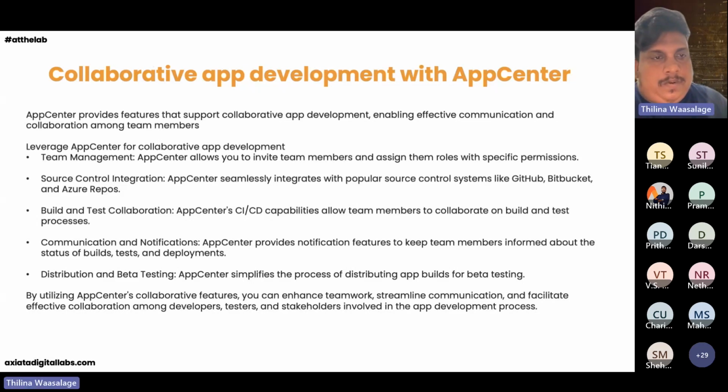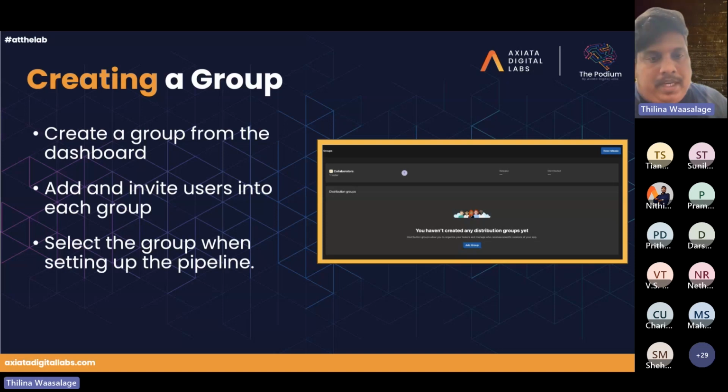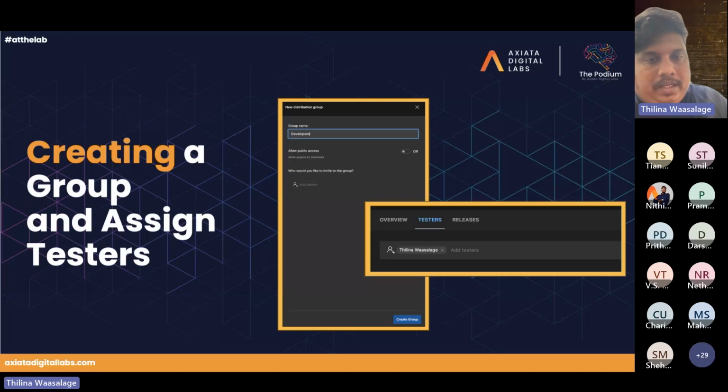So let's see how we create a group here. Once you go inside the dashboard, there's something called groups. When you click on groups, whatever groups are available will be displayed. If you don't have anything, you can add a group. Once you add a group, you can give it a name. Let's say you have a group called developers. In the developers group, you can assign testers, and you can make it public if you want. If you make it public, you don't have to add users there because it's public.